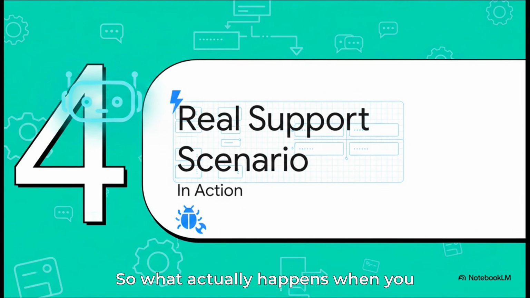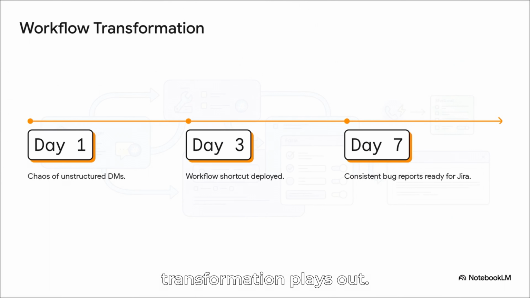So, what actually happens when you deploy this thing? Let's jump into section 4, real support scenario, and look at the immediate impact this no-code bot has on a team. Here is a typical timeline of how this transformation plays out. On day 1, the engineering team is completely overwhelmed with chaotic, unstructured DMs scattered across a dozen different channels. By day 3, the team deploys the new workflow shortcut link in their main general channel and they pin it right to the top. By day 7, literally just 1 week later, the transformation is complete.